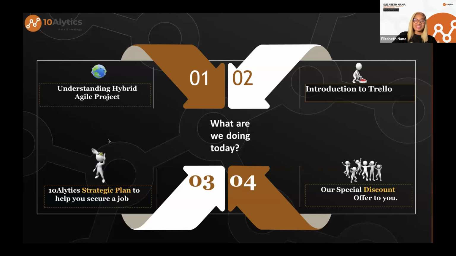Now let's get right into the crux of the matter. What are we here to do today? We are going to start off by understanding exactly what a hybrid agile project is. And then Moses is going to be taking you through Trello, an introduction, and also walk you through how the Trello tool works. Next, we'll look at the 10 Analytics strategic plan to help you secure a job. And finally, our special discount offer to you. So again, just make sure to stick around till the end of the session.